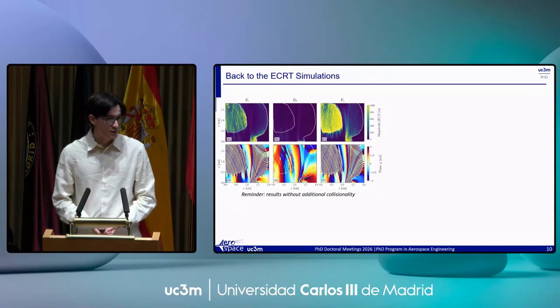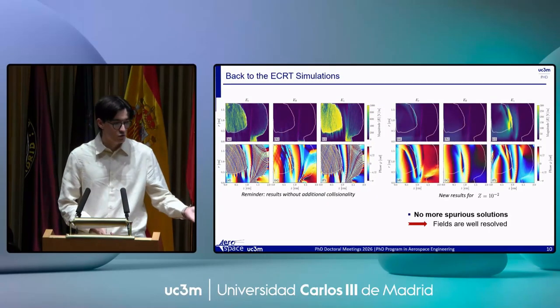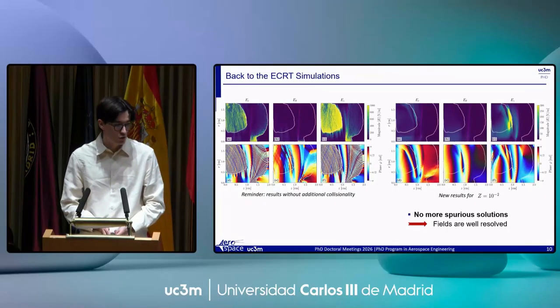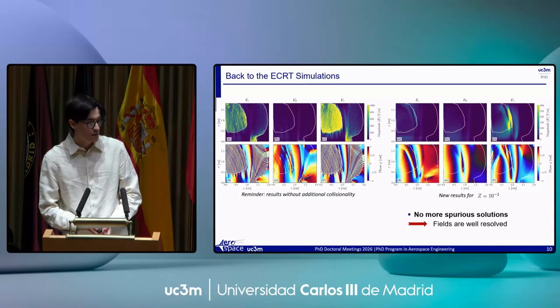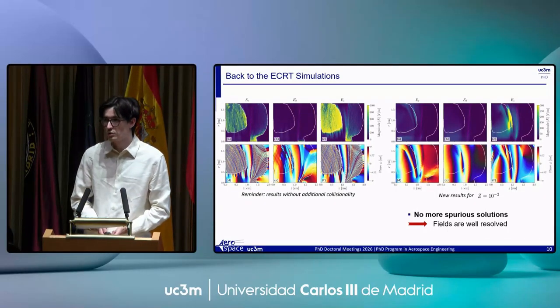Back to the ECRT simulation. So this is what I showed before. And this is the new result with collisionality. So we remove the spurious solutions. And we basically resolve the fields correctly.